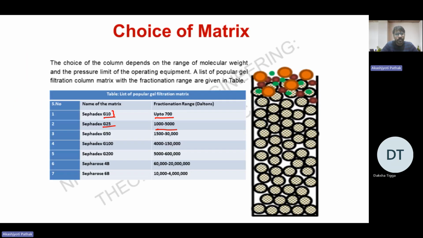If you see this table as well, which was discussed in the lecture, G10 has a very small pore size. That is why it can only separate molecules which have molecular weight up to 700 Daltons. Okay.